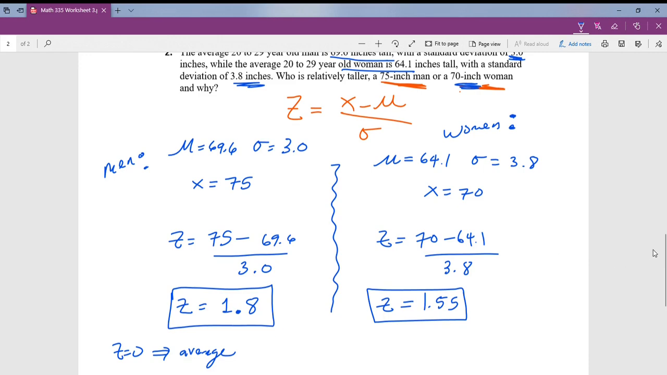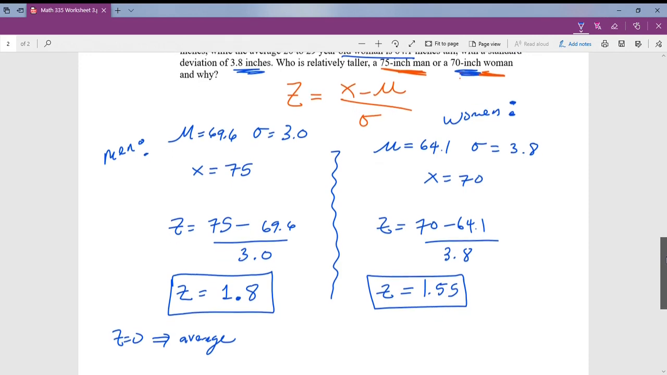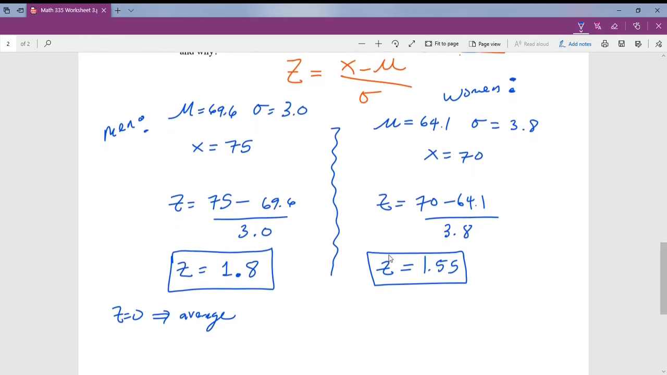But now we have to answer the question, who is relatively taller? Well, in this case, we can see that 1.8 is larger than 1.55. This implies the man is taller, relatively speaking, because he is 1.8 standard deviations above average, while the woman is only 1.55 standard deviations above average.